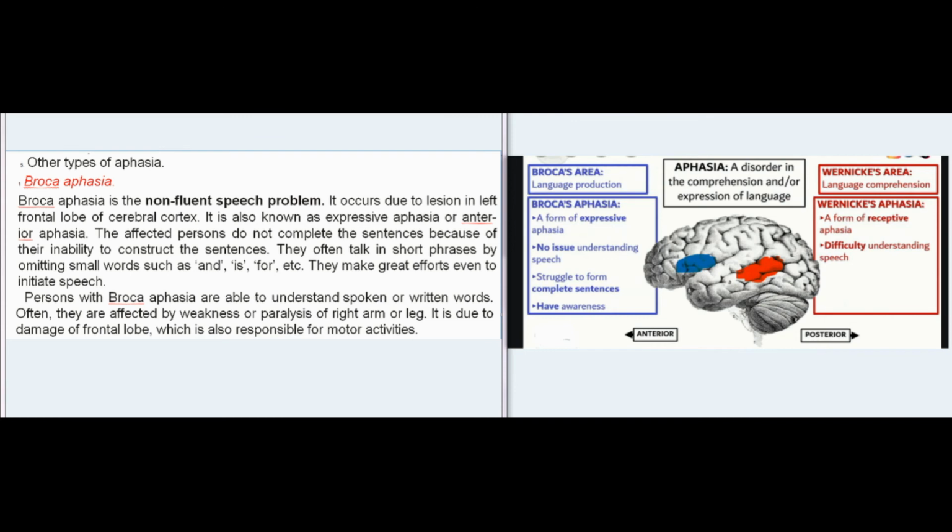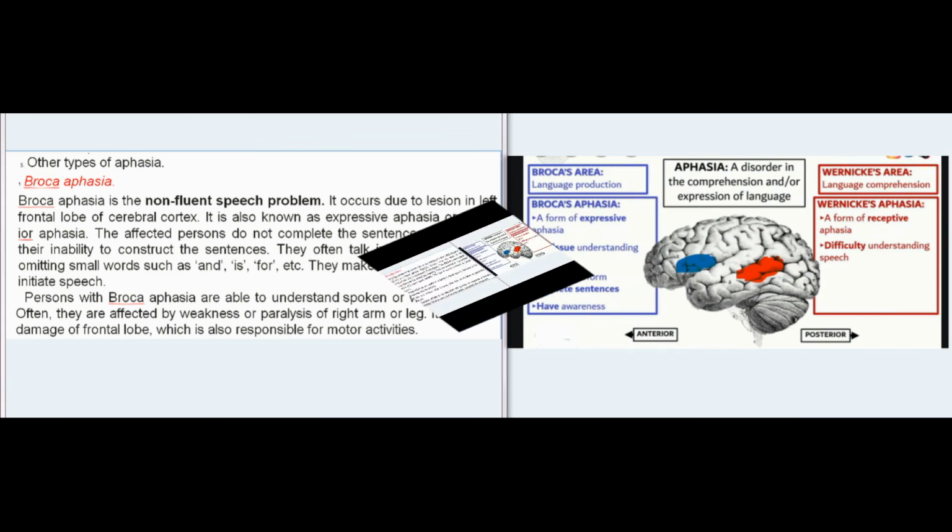It is also known as expressive aphasia or anterograde aphasia. The affected persons do not complete the sentences because of their inability to construct the sentences. They often talk in short phrases by omitting small words such as and, is, for, etc. They make great efforts even to initiate speech. Persons with Broca aphasia are able to understand spoken or written words. Often, they are affected by weakness or paralysis of right arm or leg. It is due to damage of frontal lobe, which is also responsible for motor activities.